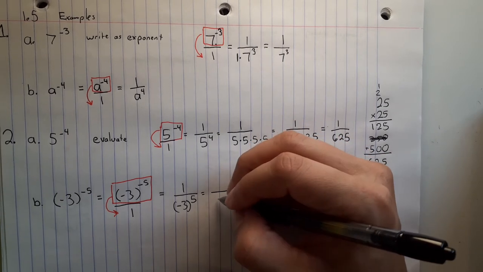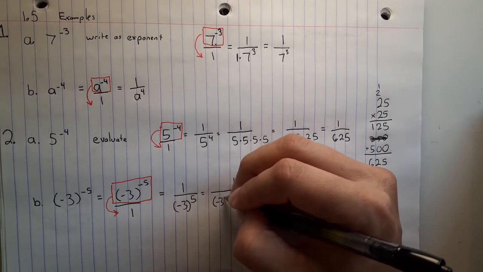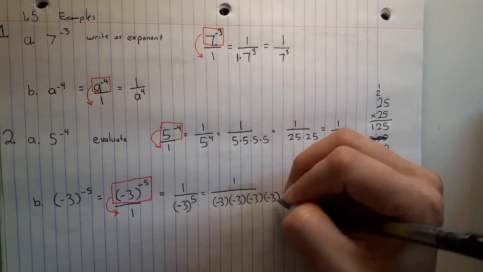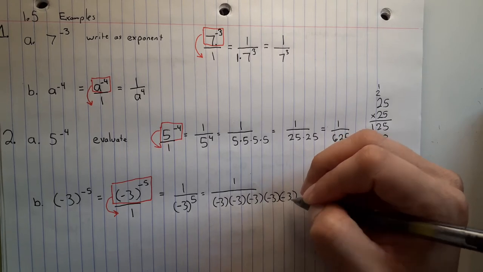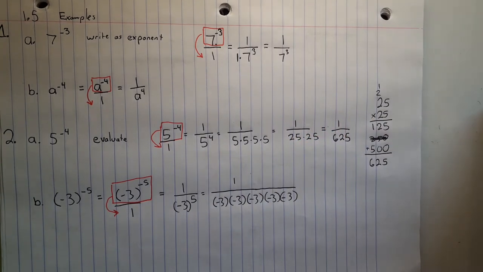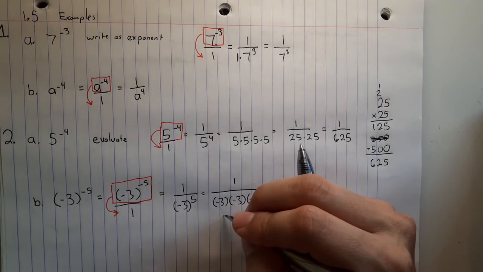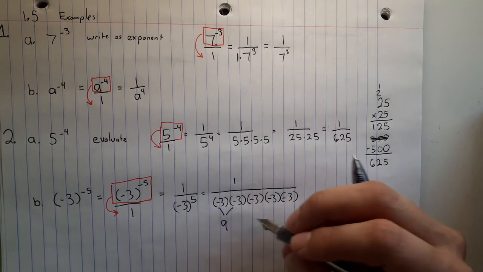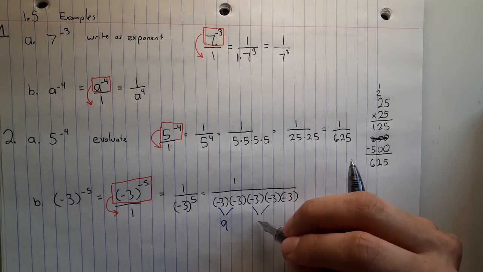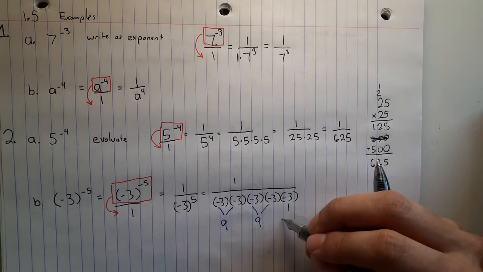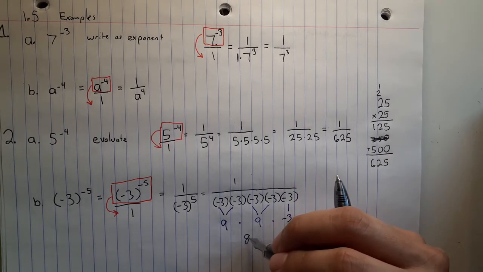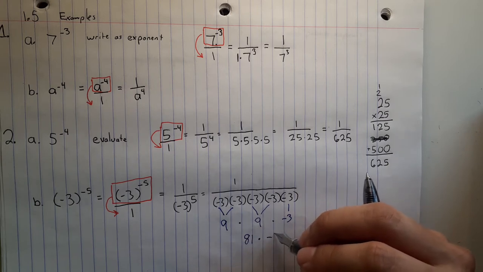That would give us 1 over negative 3 times negative 3 times negative 3 times negative 3 times negative 3. Let's see. These two here will give us positive 9. Negative times negative is a positive. These two here will also give us positive 9. This one will come down as negative 3. Positive 9 times positive 9 is 81, times negative 3.